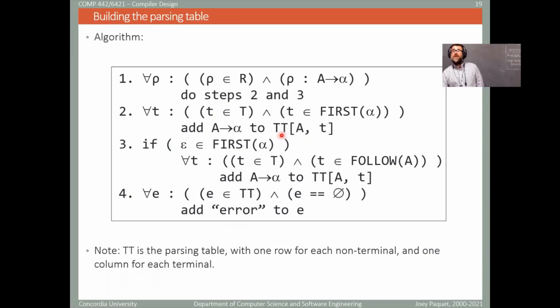Now, in this notation I'm using TT here. TT is a parsing table. It is a two-dimensional table. There is one row in this table for every non-terminal in your grammar, and one column for every terminal symbol or token in your language. But you see that it can end up being quite a large table. You can have dozens of tokens and also dozens of non-terminal symbols. So that's why, if you do this professionally, it's better to use a tool to generate the table that would implement this formal definition.